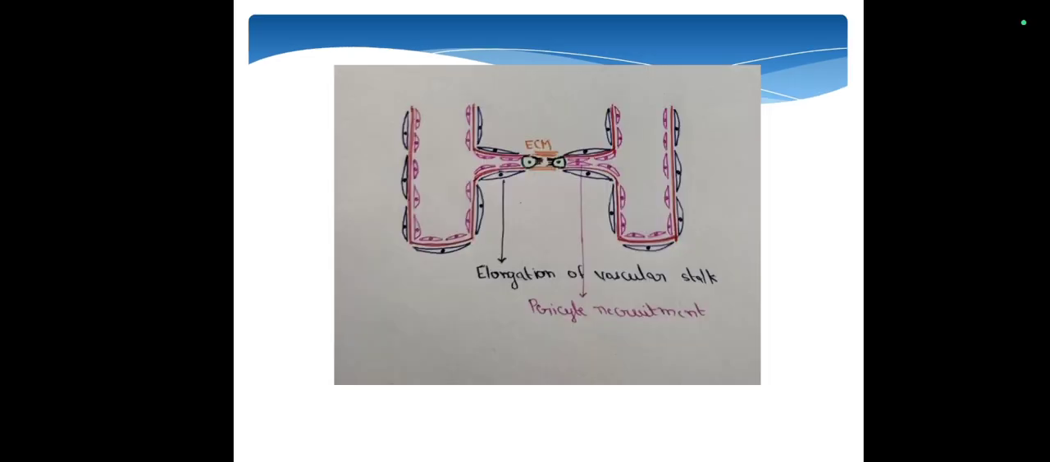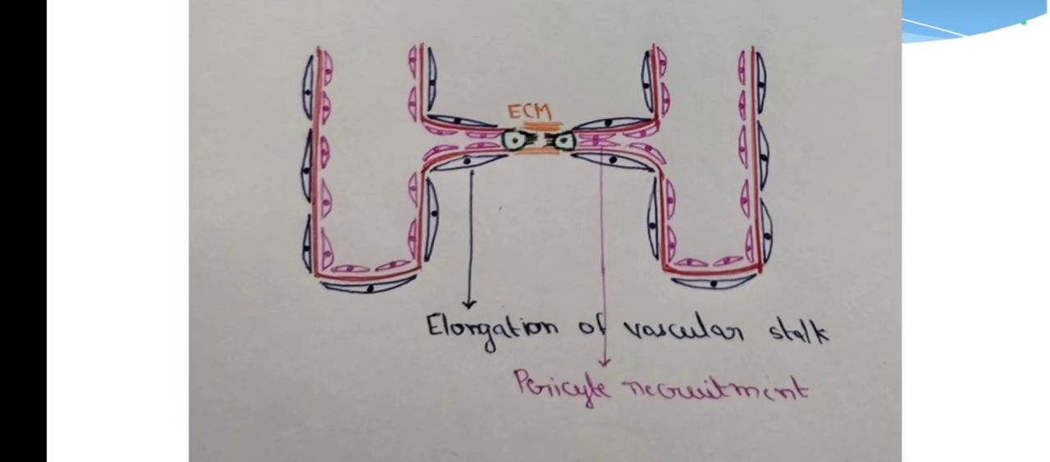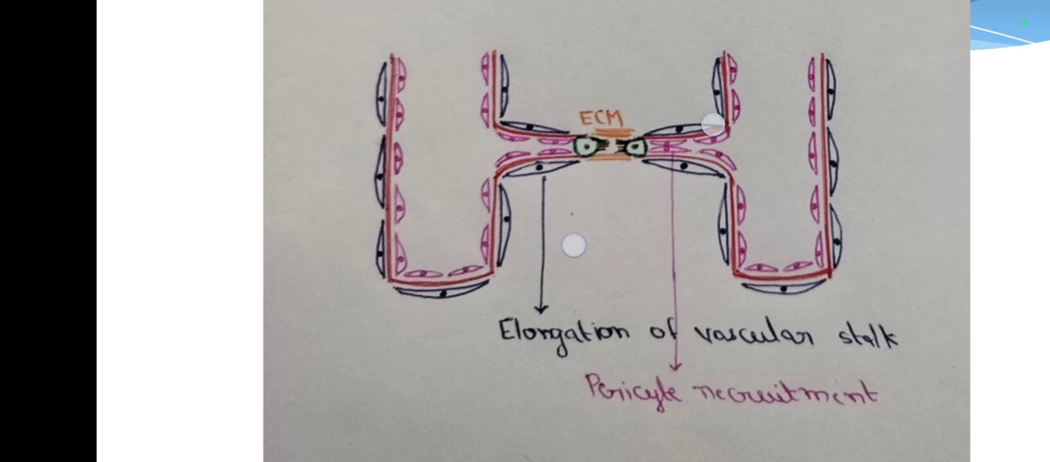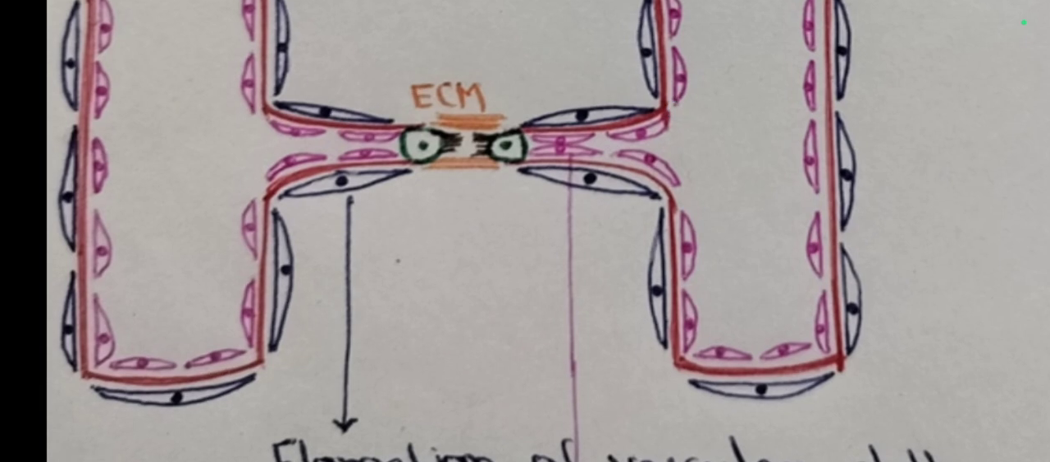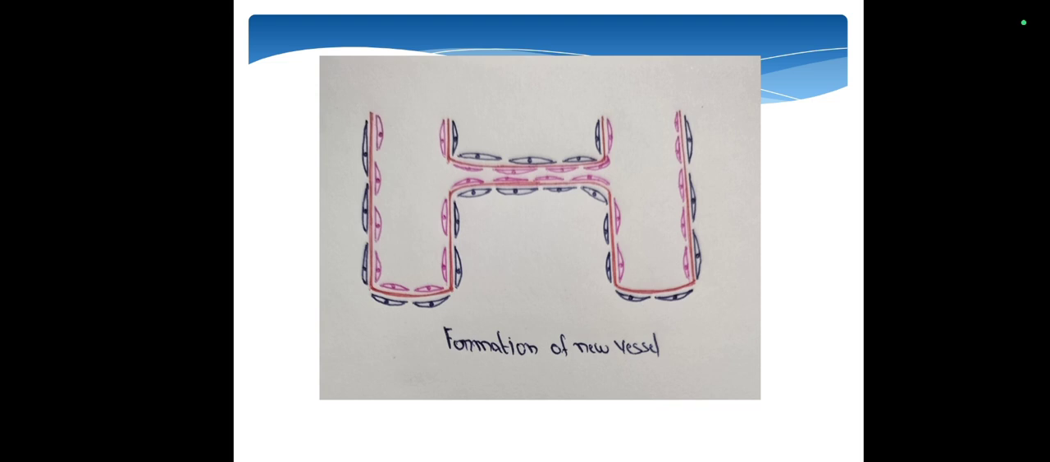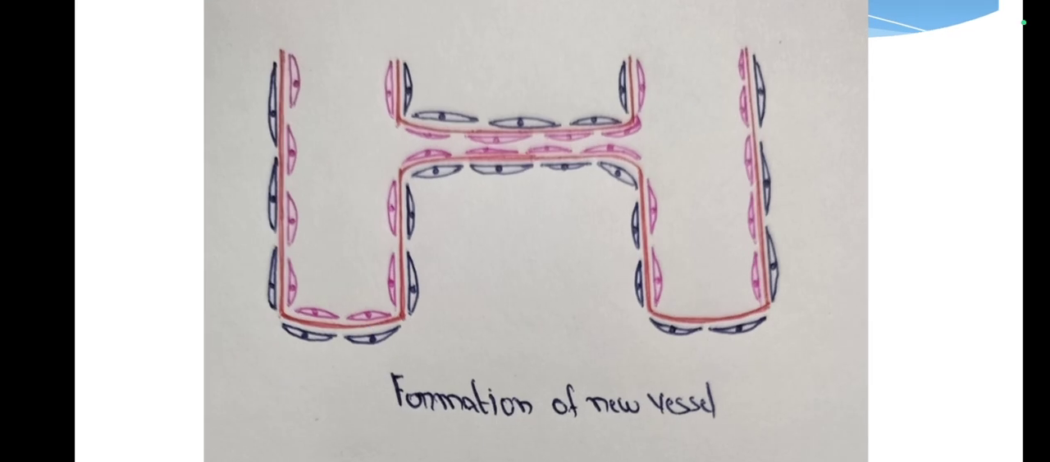Now here you can see there is elongation of this vascular stalk and there is pericyte recruitment. Many pericytes are coming. Here the new blood vessel formation happens.